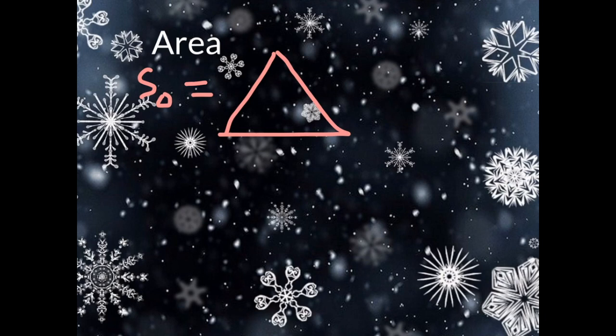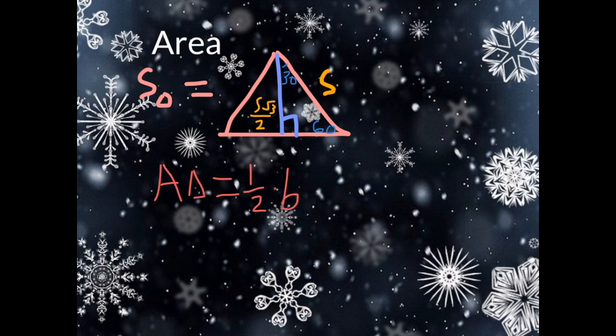If we drop an altitude in the triangle, making two congruent triangles, we get that the angle at the base is 60 degrees and the other is 30 degrees. Making the side length of the triangle S, we get that the height is S root 3 over 2. Since the area formula for a triangle is 1/2 the base times the height, we get 1/2 S root 3 over 2 times S. This equals root 3 over 4 times S squared.